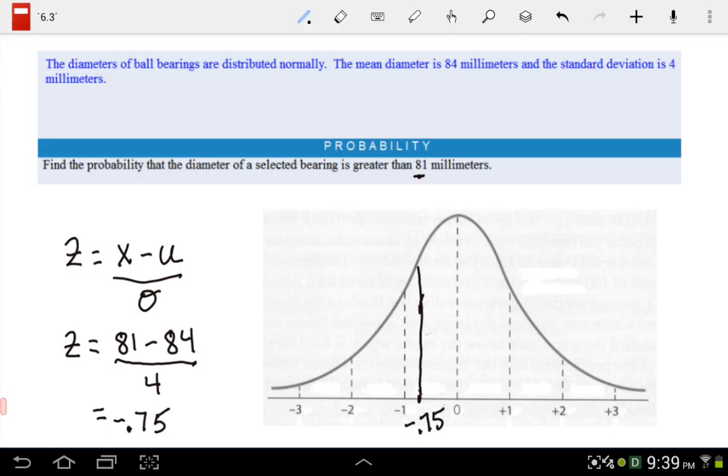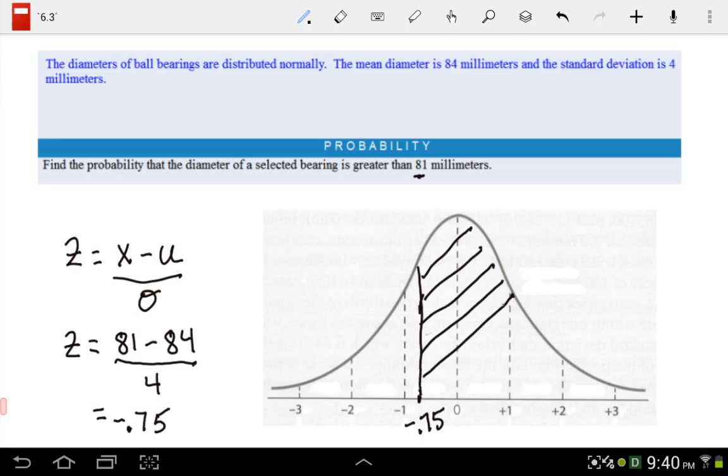Okay, now since we've converted this to our z-score, we can get to a point where we can answer the question. It says find the probability that the diameter of the selected bearing is greater than 81 millimeters. I know this doesn't say 81 right here, but it represents the z-score of the 81. And so the ones that would be greater than, of course, would be to the right.